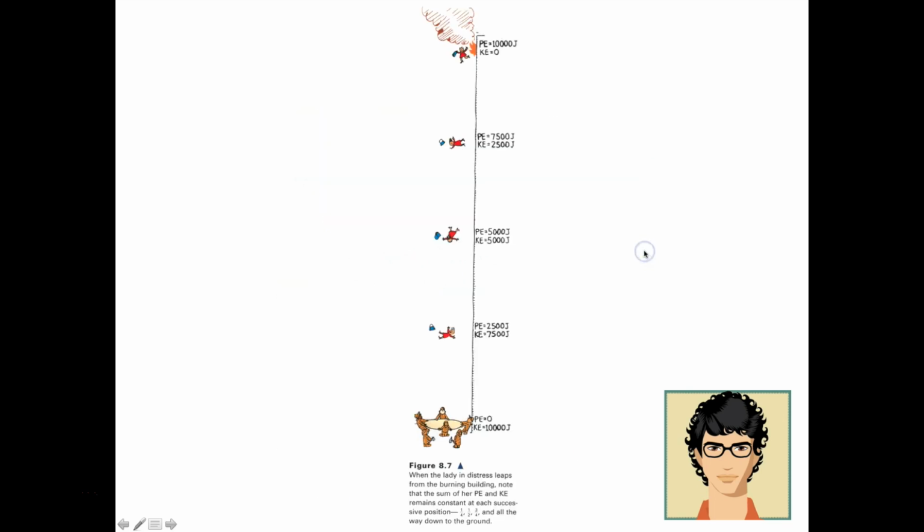All right. Here's the big picture of the whole thing, the whole scene, if you want to check that out. So starting off with 10,000 joules of gravitational potential energy, ending with 10,000 joules of kinetic energy. The sum remains constant, always 10,000.